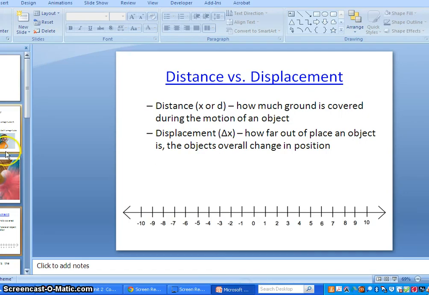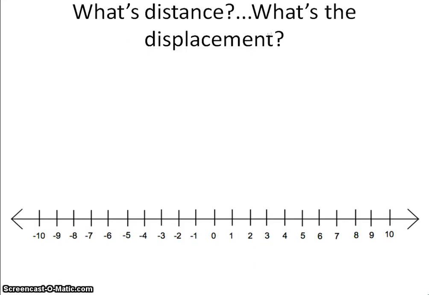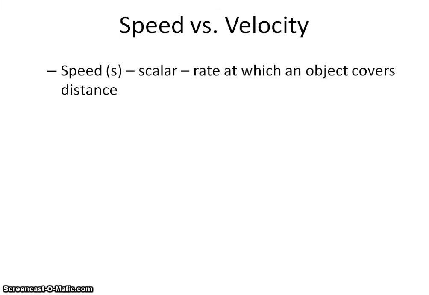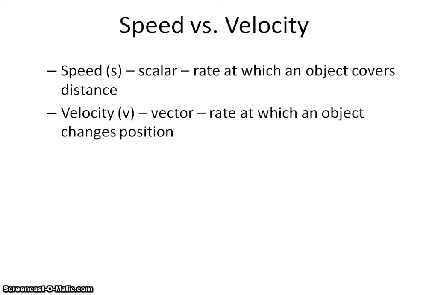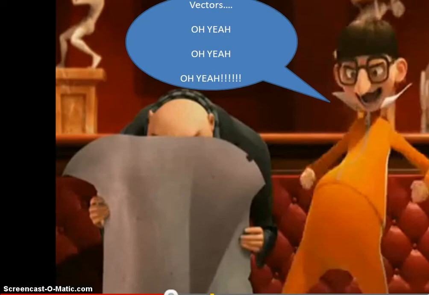I'm going to go back to this PowerPoint because we're also going to talk about the difference between speed and velocity. Speed is a scalar quantity again. Speed deals with how fast an object's going and only how fast. Speed doesn't care about direction or location. Velocity, on the other hand, is our vector quantity. Velocity talks about the rate at which an object's going and the change in position. I want to caution you, because speed is distance divided by time, whereas velocity is displacement divided by time. So those two are kind of connected.